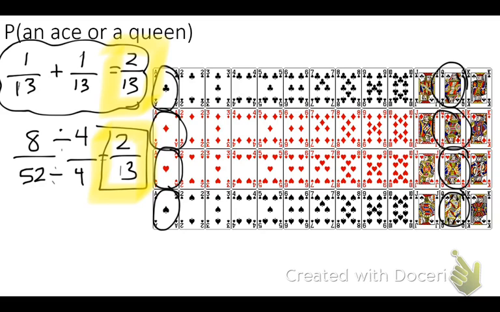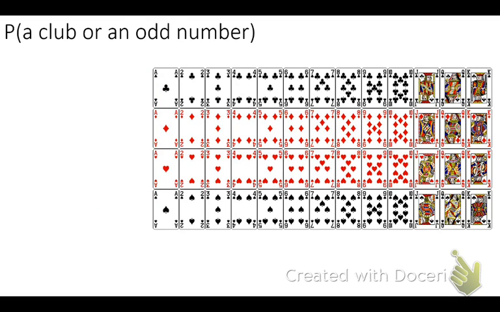Let's look at another one. What about the probability of getting a club or an odd number? Now these ones are not mutually exclusive because many of the clubs are odd numbers. 3, 5, 7, 9, those are odd numbers. So we need to be careful because these ones are not mutually exclusive, so we can't double count them. So let's go with club first.